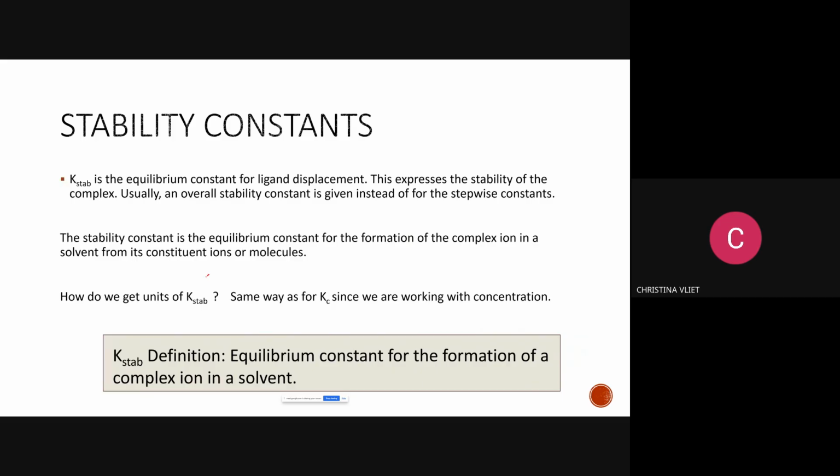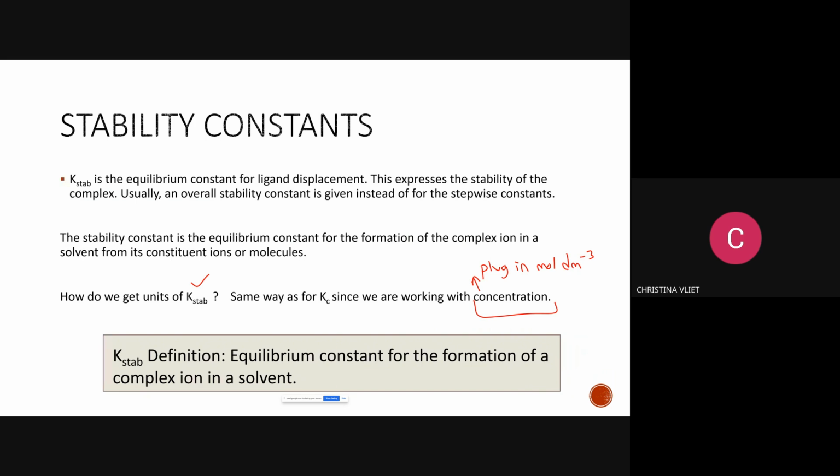And we already did the units of K-STAB. I just addressed how to do that in the last question. It is the same way we would find for any other K because we're working with concentration. It means plug in mol dm^-3 into your expression, and that's how you're going to get your K-STAB units.